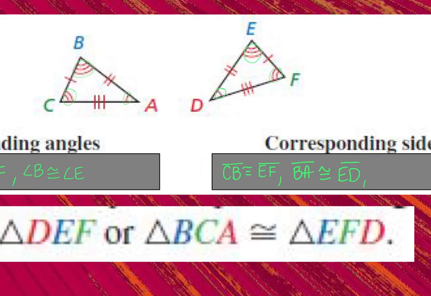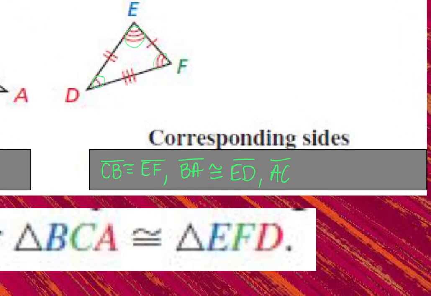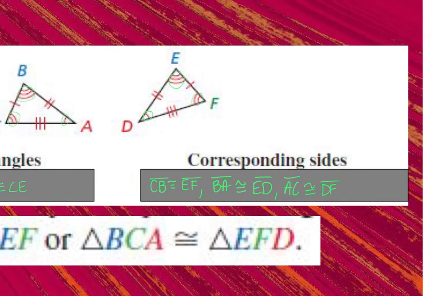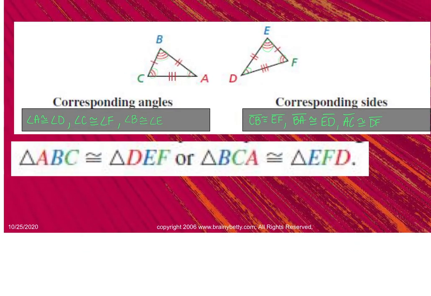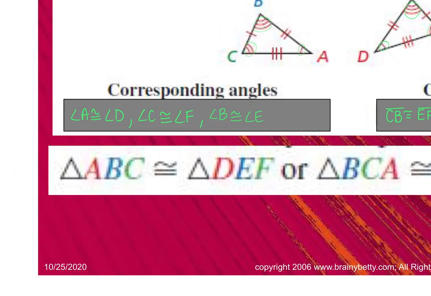So let's take a look. AC would be the next segment, and that one has 3 marks on it, so that one would be congruent to none other than DF. So we've got 3 congruent sides, 3 congruent angles. That is enough to say that the two triangles are congruent themselves.